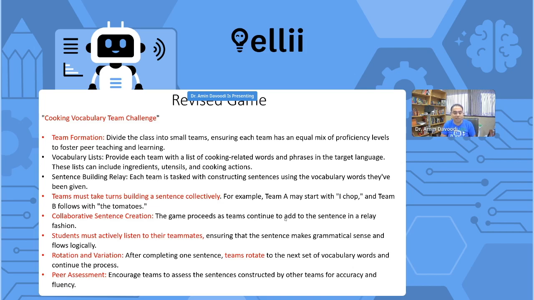Peer assessment. Who is going to evaluate, who is going to encourage? Again, the students. The teacher needs to encourage teams to assess the sentences constructed by other teams for accuracy and fluency. You see, it is the same ChatGPT. I do not have a special subscription to it. I do not have a weird secret version of it. It's just a prompt. We as teachers need to learn how to ask our teaching assistant, which in this case is an artificial intelligence, ChatGPT, to produce engaging and collaborative learning experiences for our students.